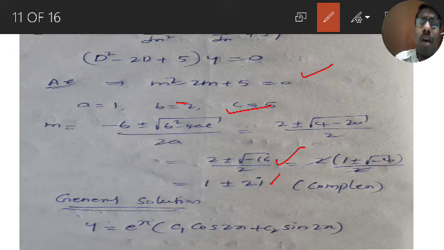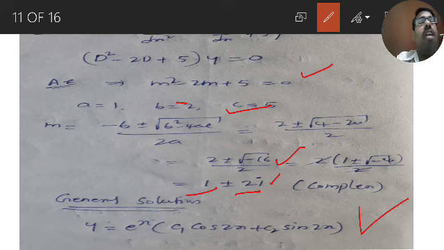So when the roots are complex, what is the general solution? y is equal to e power of alpha x into c1 cos beta x plus c2 sin beta x. Here alpha is 1 and beta is 2. So the general solution is e power of x into c1 cos 2x plus c2 sin 2x.